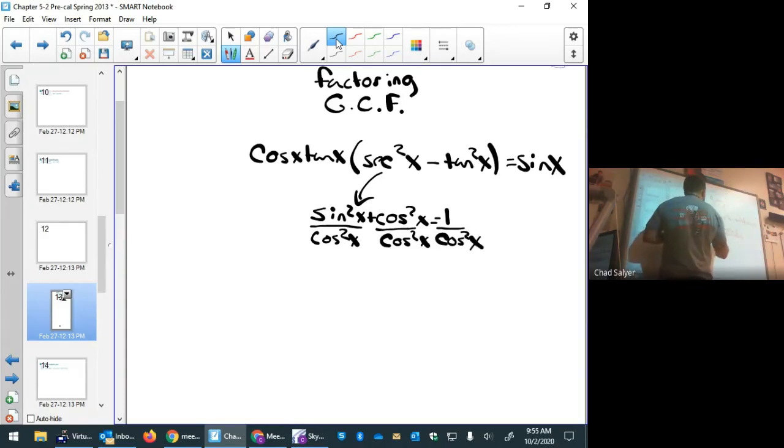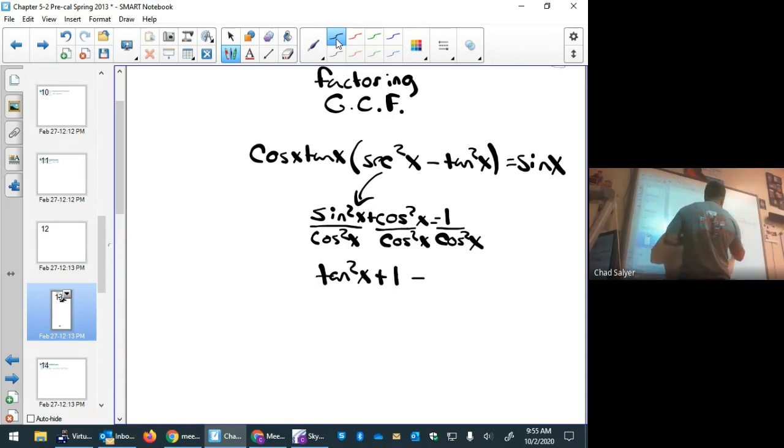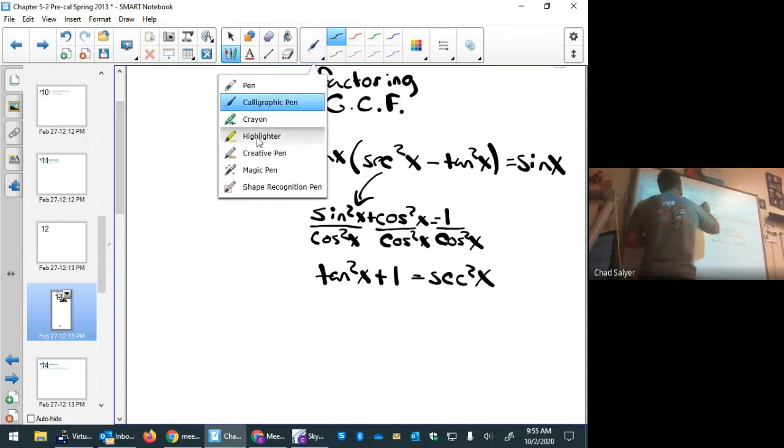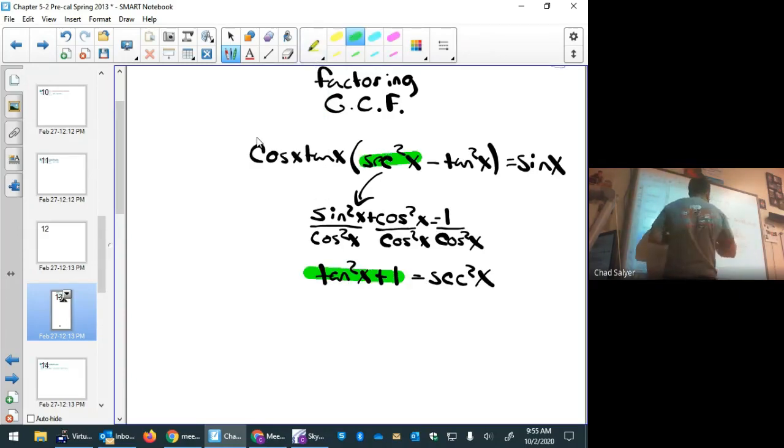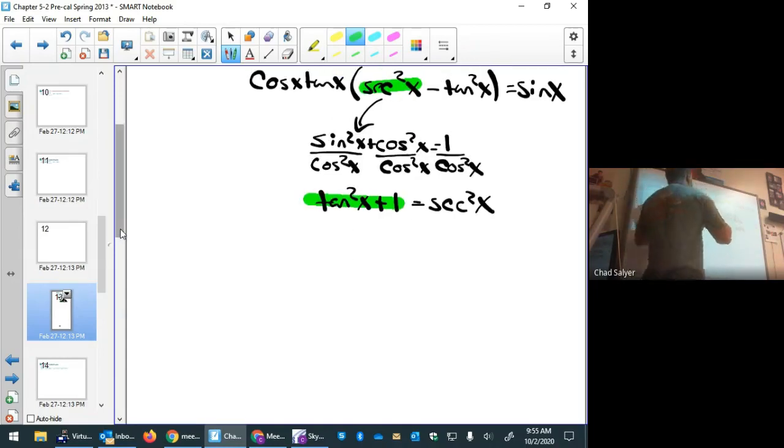So I've got sine over the cosine, which is the tangent squared x, plus 1 equals the secant squared x. So I can replace secant squared x with tangent squared x plus 1. Why would that be important? Well, because tangent squared x minus tangent squared x is going to be 0. It's going to simplify that expression.